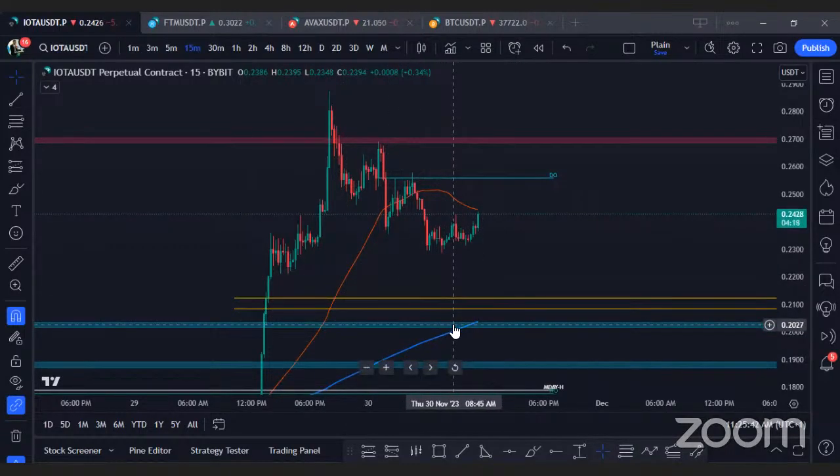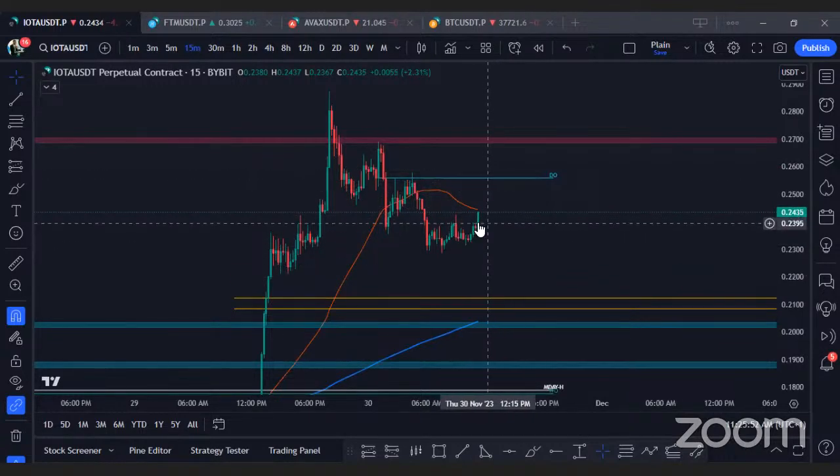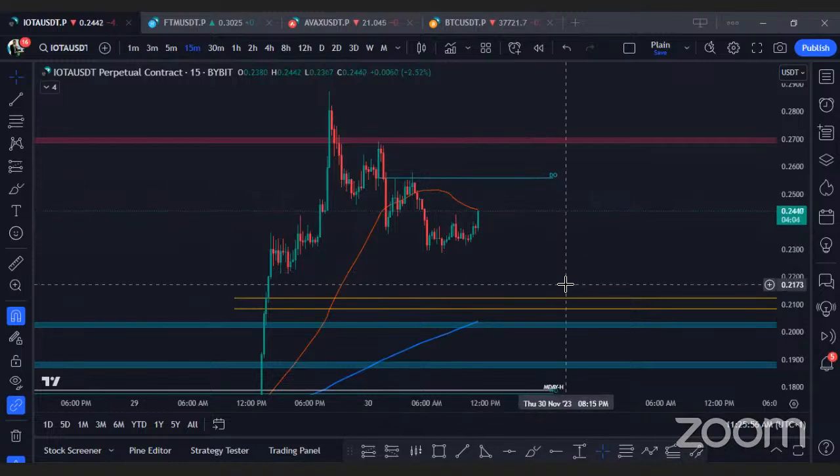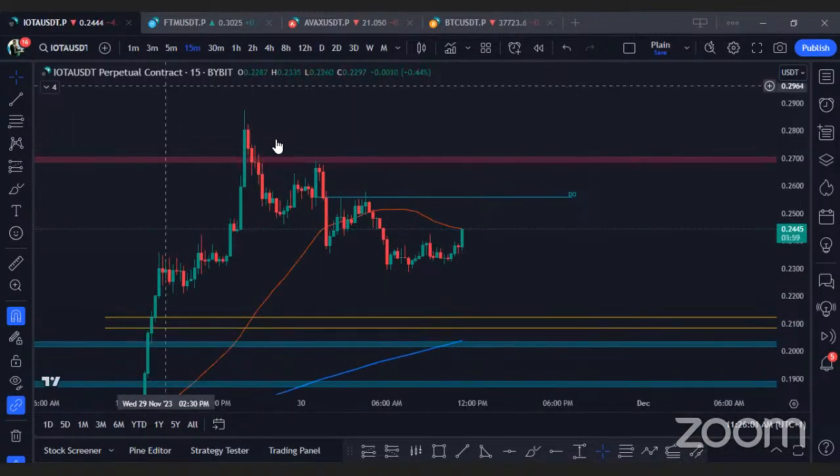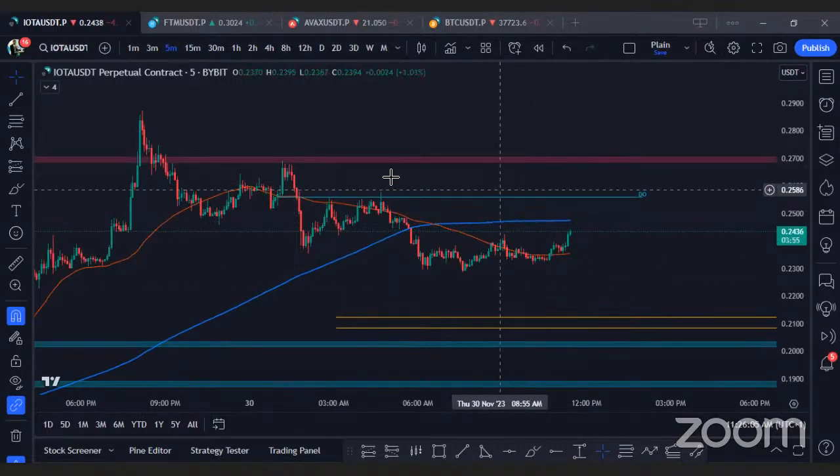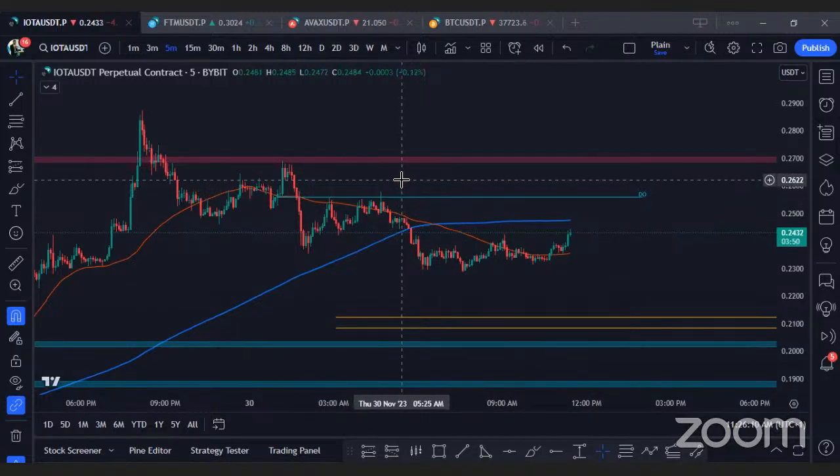This is where I'm looking at buying, anything between 21 cents and 20 cents. But you can do a quick scalp from the current price, targeting the 25 cent level. If you entered with a market order, you should already be in profit. Target that area of 25, 26 cents. 25, 26 cents will be your area of interest to target for this.